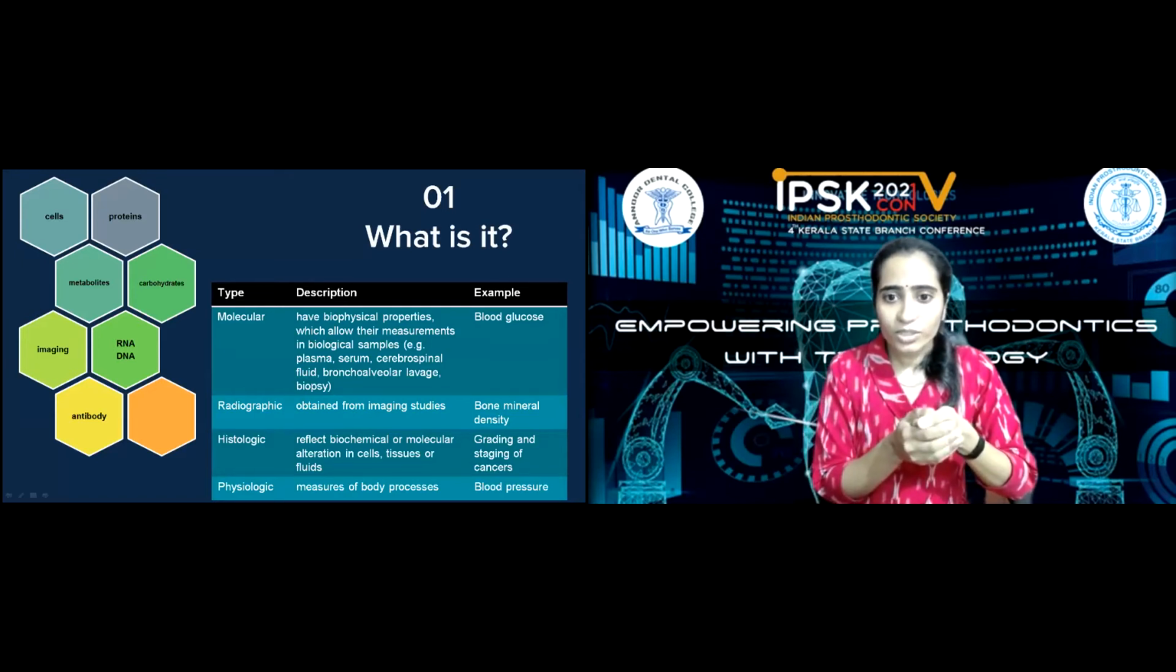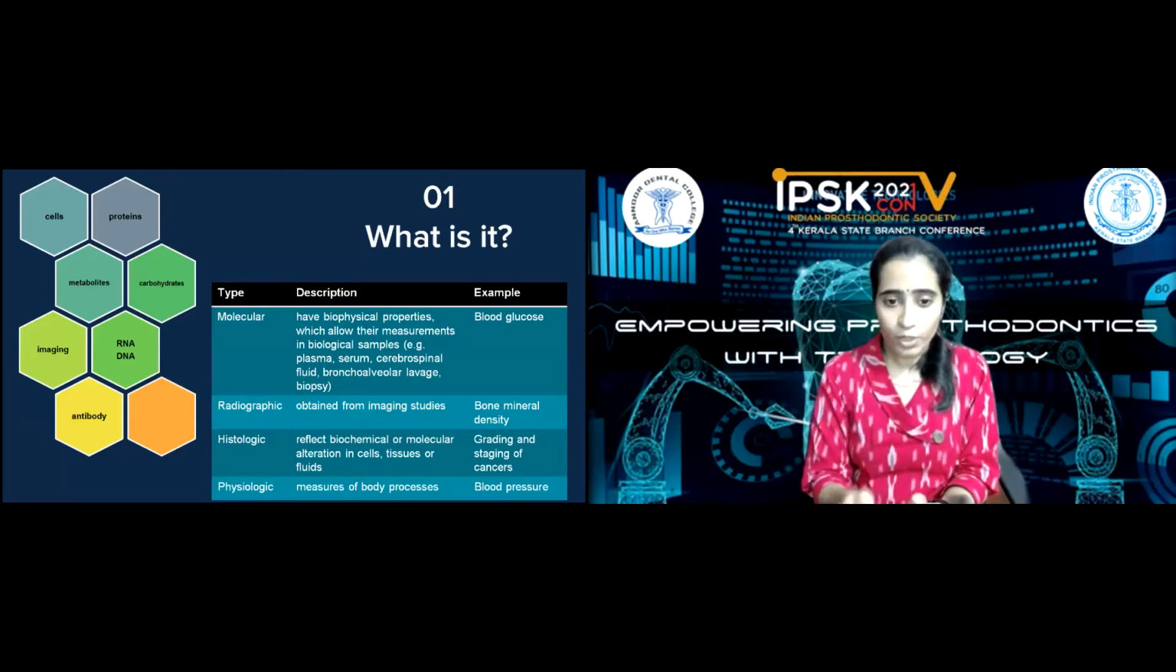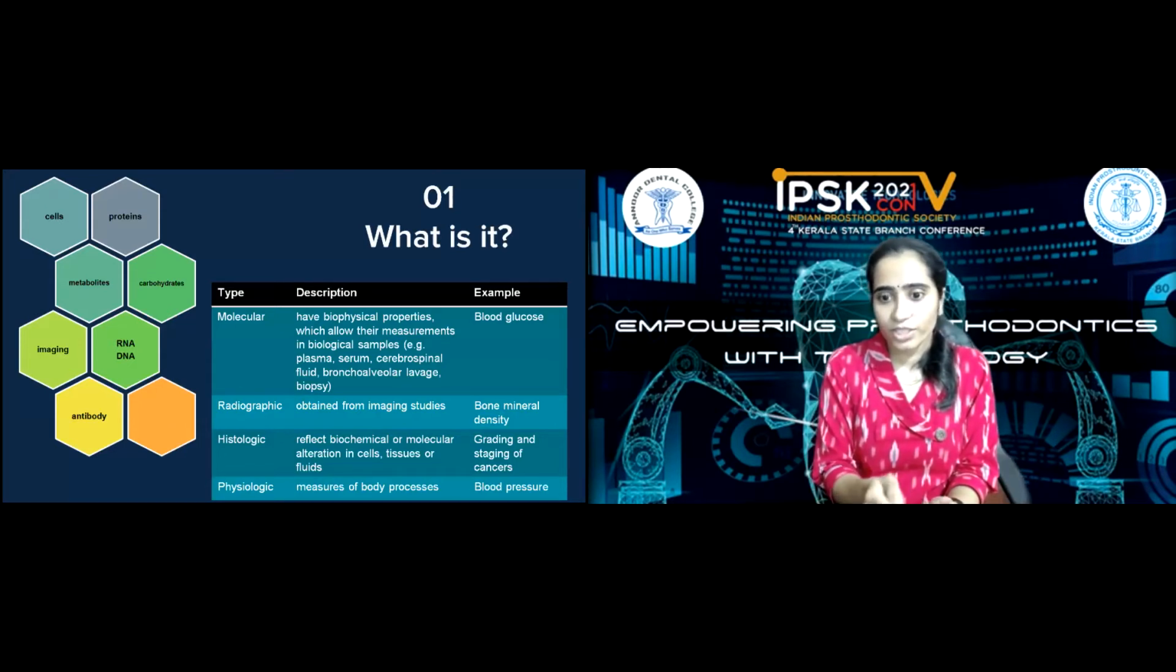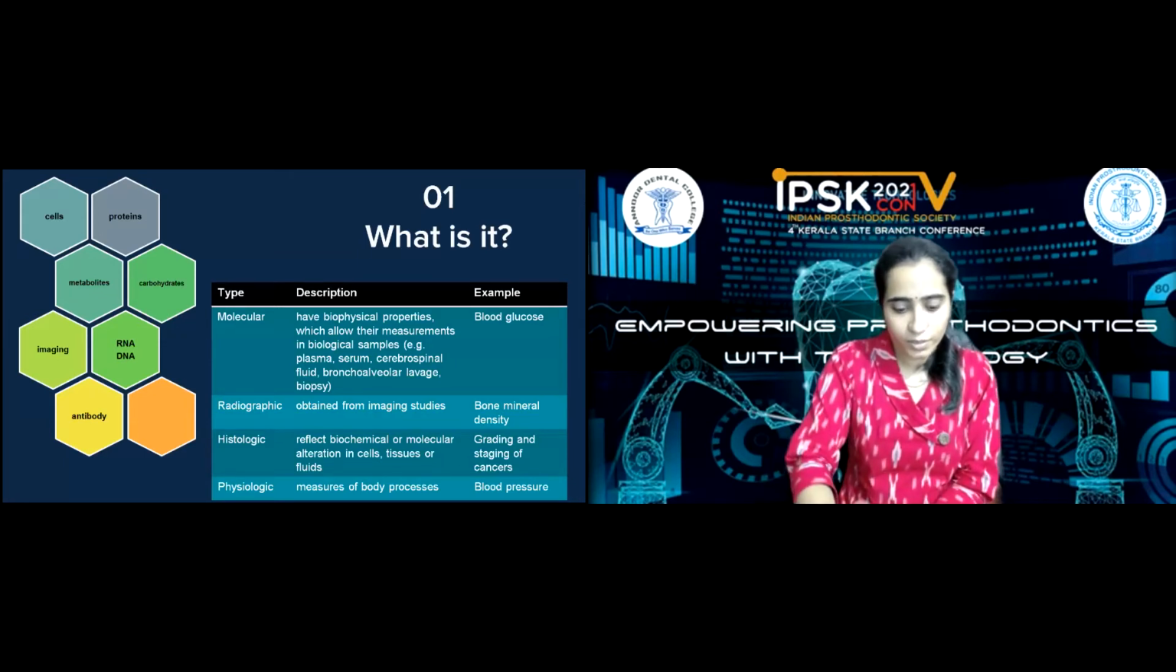Molecular includes normal biophysical properties which allow their measurement in biological samples like blood, serum, or CSF. An example is the blood glucose level that we usually check routinely. The second type is a radiographic biomarker, which is obtained from imaging studies, for example BMD, or bone mineral density. Next you have the histologic biomarkers, which reflect biochemical or molecular alteration in cells, tissues, or fluids. They are used for grading and staging of cancers. Physiologic is just like we saw with temperature and blood pressure; it measures the body processes.